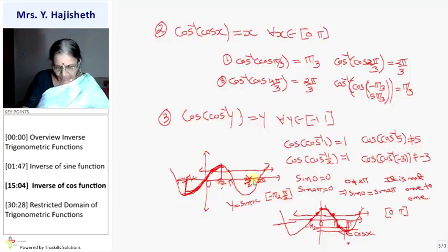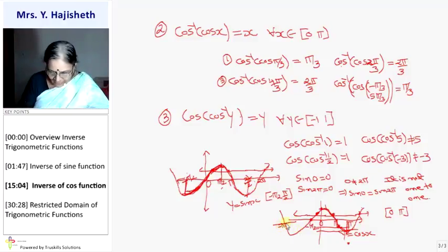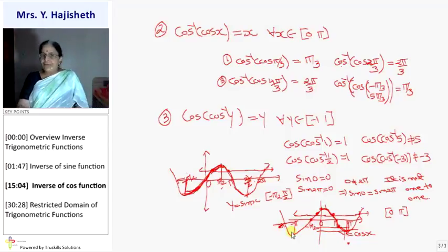Why not pi by 2 to 3 pi by 2? In pi by 2 to 3 pi by 2 also my sin graph shows 1 to 1 behavior. Minus pi to 0 also my cos graph shows 1 to 1 behavior. Clear? Sorry, pi is here. Minus pi to 0 also my graph shows 1 to 1 behavior. Then why have they taken the restricted domain only in sin as the closed interval minus pi by 2, pi by 2? Why not pi by 2 to 3 pi by 2?